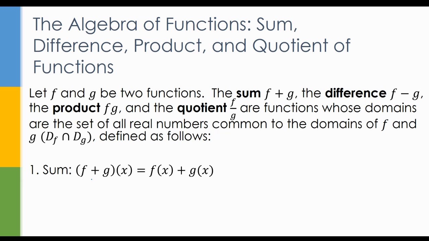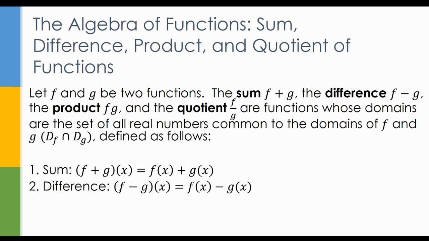So we'll see something on the left-hand side like this in our textbook. We will have in parentheses f plus g, and then we'll have an x in parentheses next to it. It's essentially just telling us that we're adding f of x plus g of x. When we see something like f minus g in parentheses, and then that parentheses with the x next to it, that just means that we're taking f of x minus g of x.